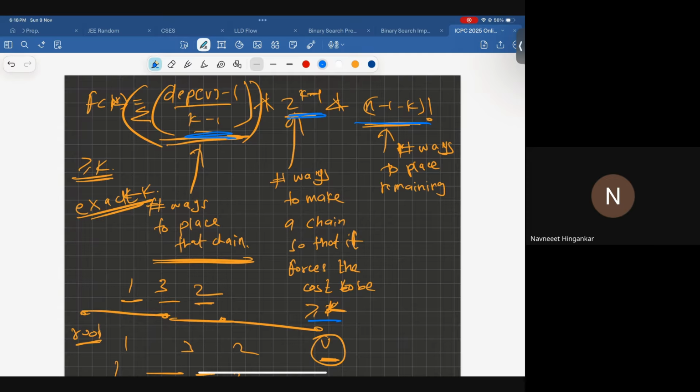Okay, then I will stop the recording. For this 2 raised to the power k minus 1, I will add maybe the explanation in the description. But yeah, we will stop the recording here, and then you could ask other questions.